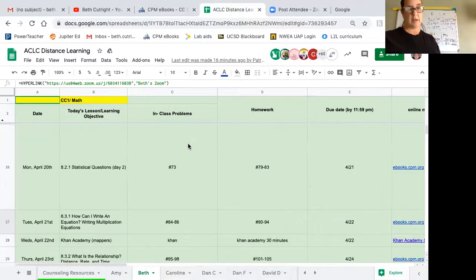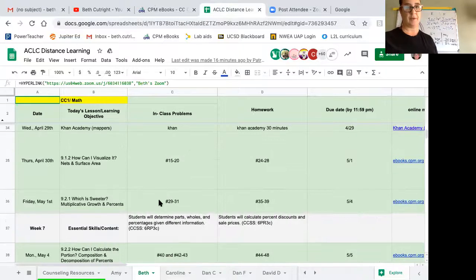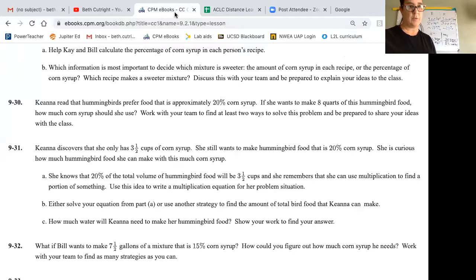Today is end of April, 1st of May, 29 through 31. Okay, so 3 more. Kiana read that hummingbirds prefer food that is approximately 20% corn syrup. Good for Kiana. If she wants to make 8 quarts of hummingbird food, how much syrup should she use? Work with your team to find at least 2 ways to solve this problem.